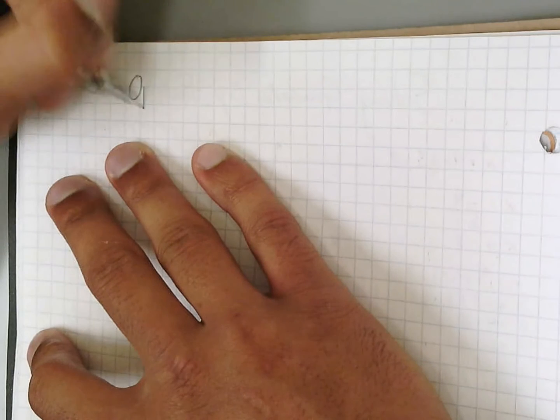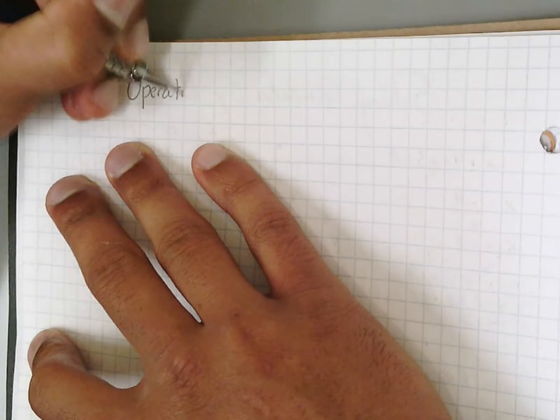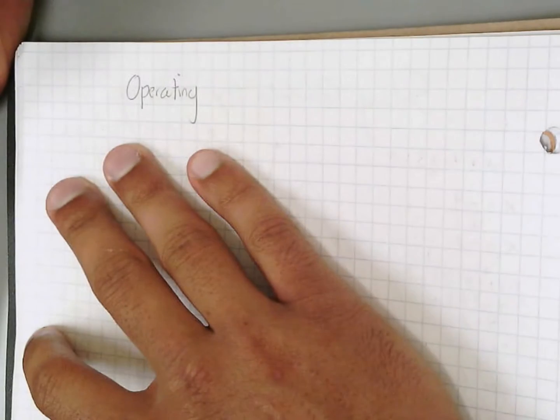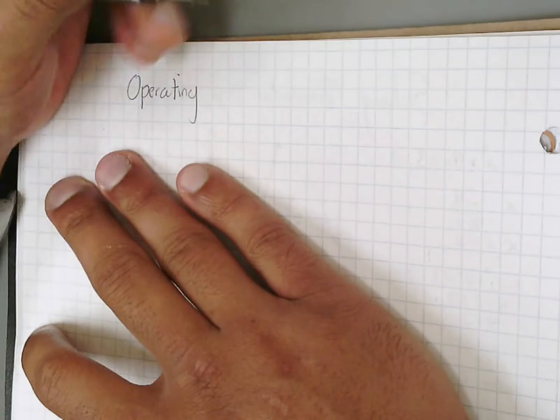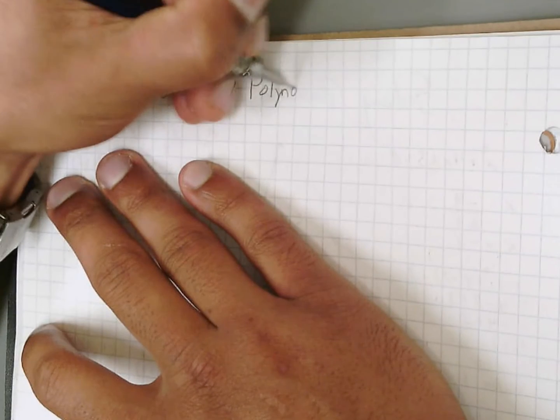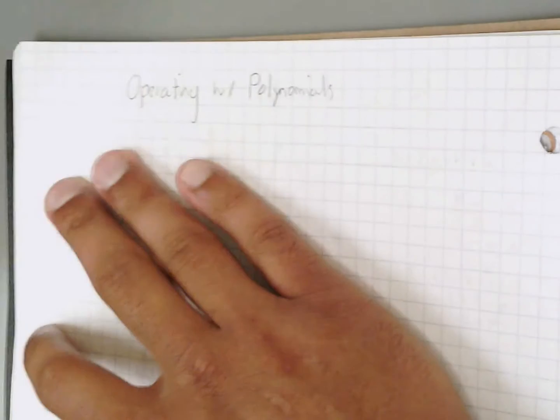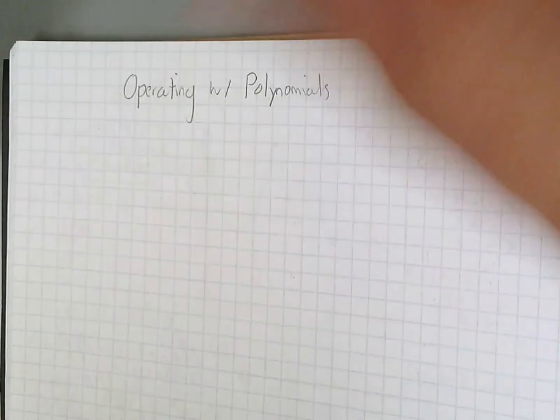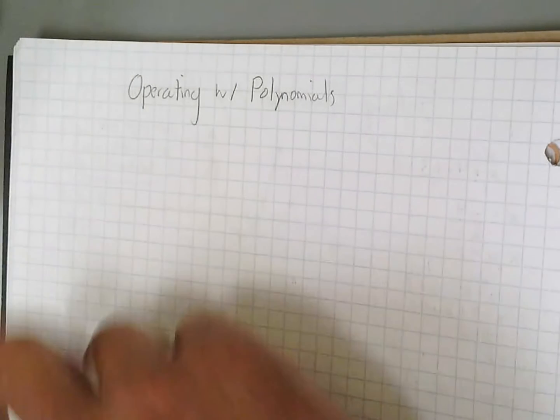Alright, this is part one of a two-part lesson on operating with polynomials, so adding, subtracting, multiplying, and dividing polynomials. In this first part, we're just going to look at adding, subtracting, and multiplying. So operating with polynomials. Like I said, this part will look at adding, subtracting, and multiplying polynomials.